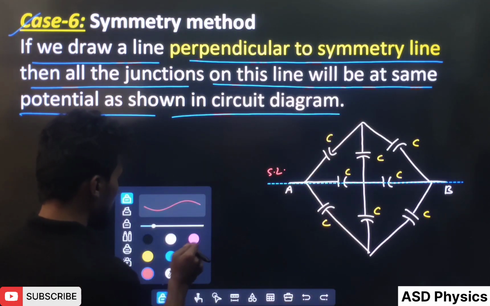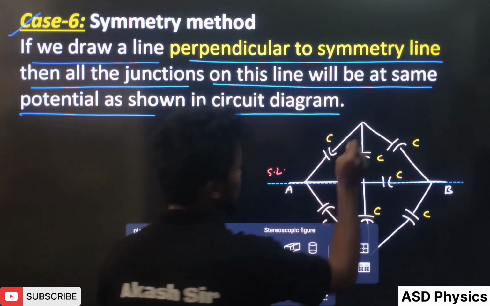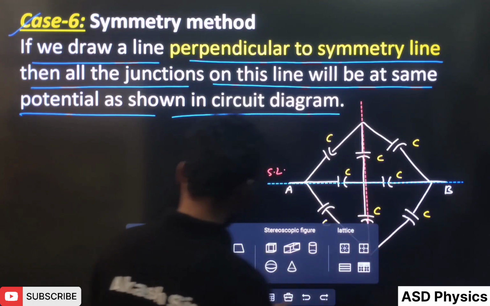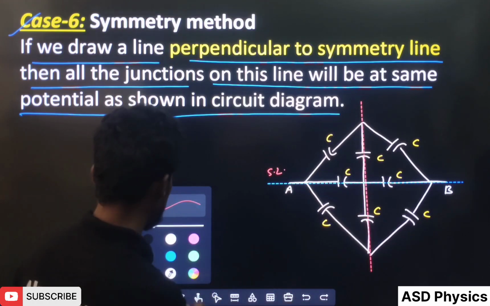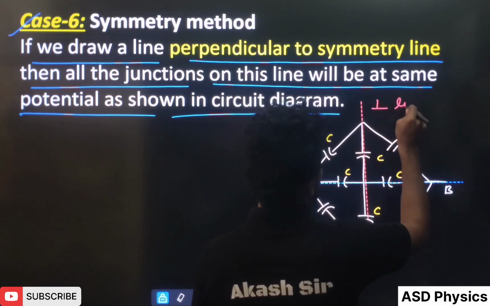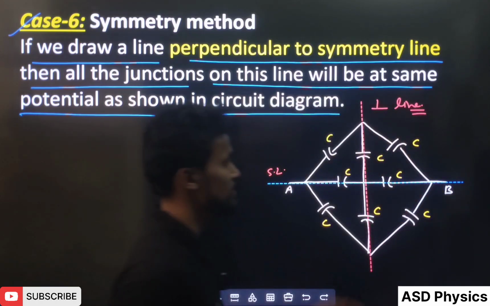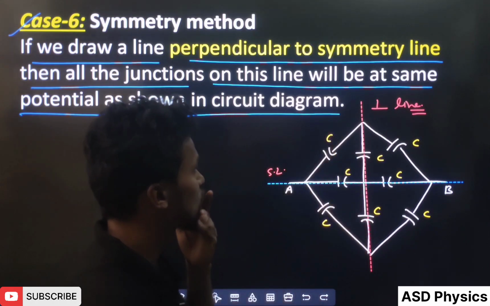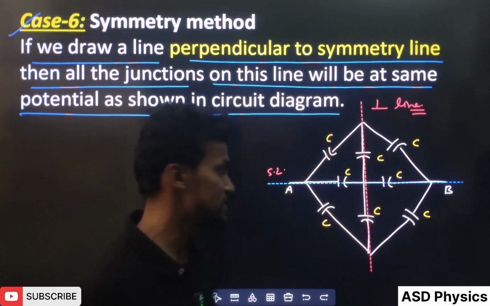Okay. After that, what will happen that here? Perpendicular to this, I will draw one more line. See, like this. Like this line. Now, like this. Okay. So, here, students, in this situation, this is called which line? This is called the perpendicular line. Perpendicular to the symmetrical line, so perpendicular line. So, here also you can see left side and right side of the circuit is same.